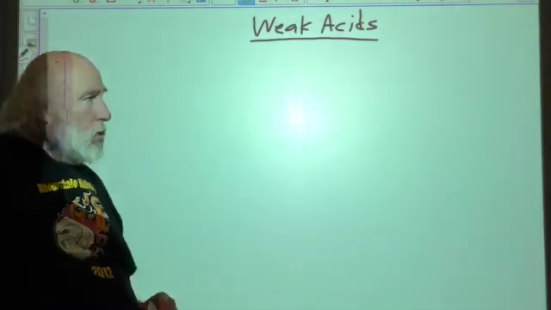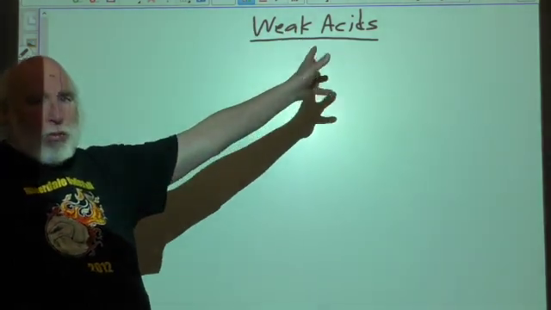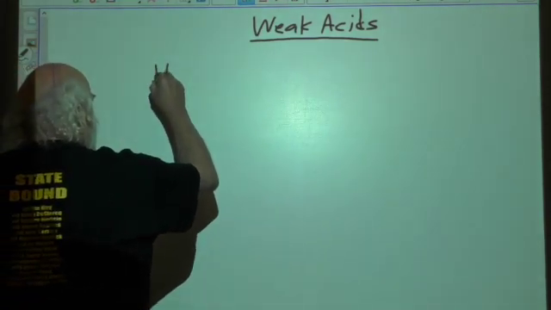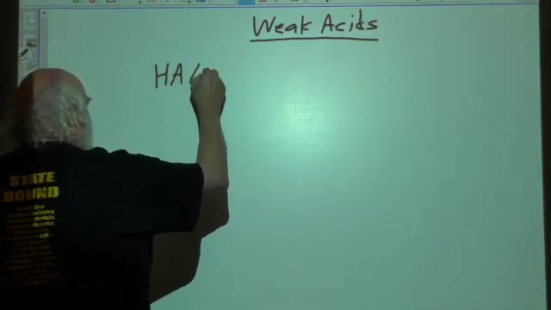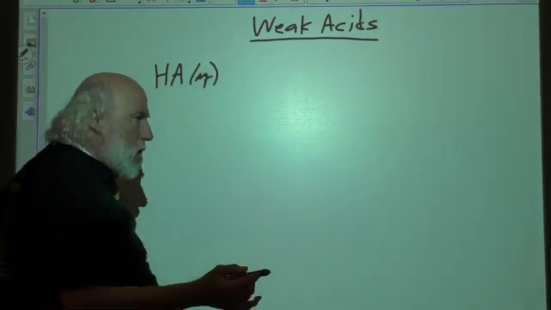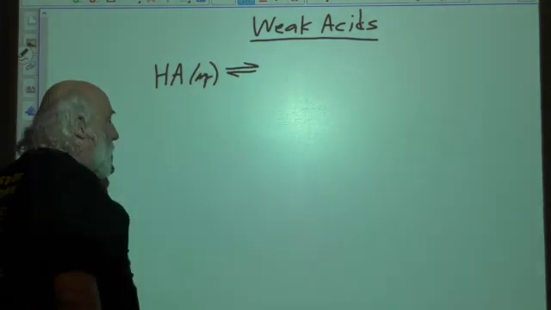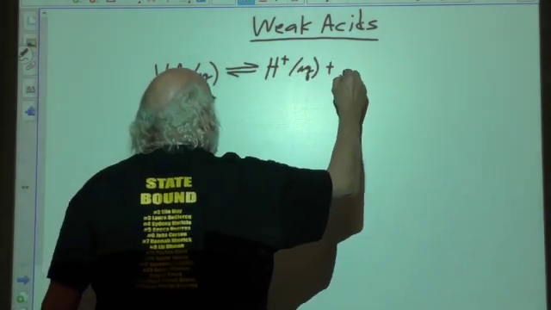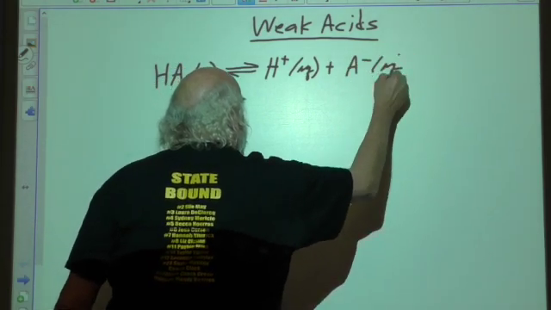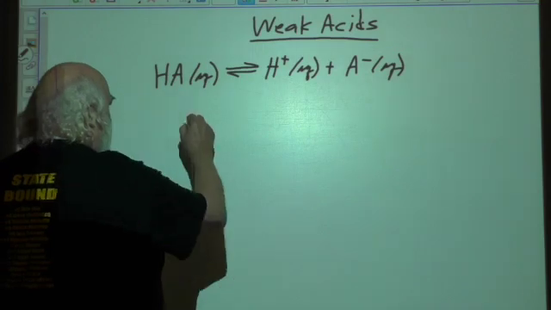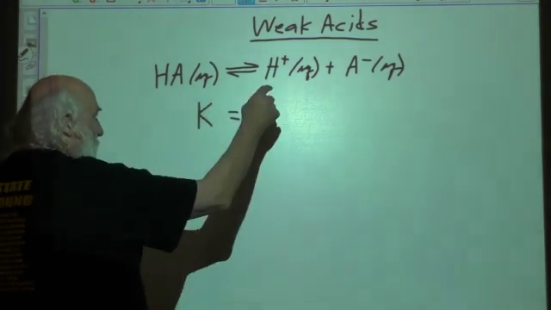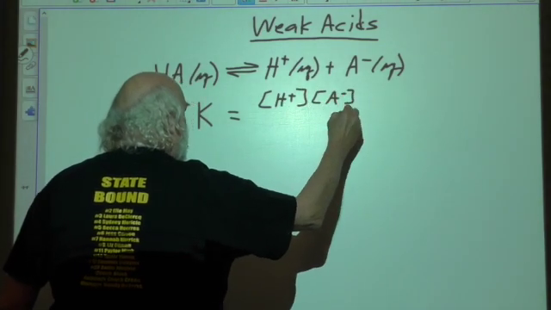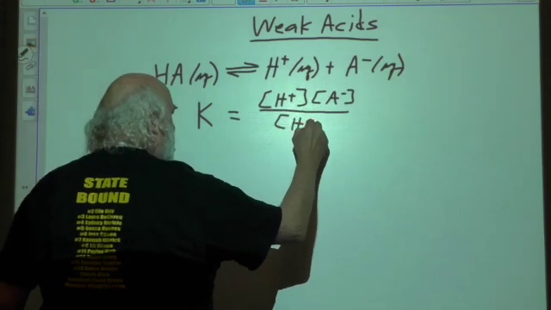So weak acids means that it's going to be double arrow reactions, which means equilibrium is going to be involved. If you take a weak acid, which we'll call HA, which is aqueous, it's not going to break down 100% in water, so we use the double arrow. And this is going to be H positive aqueous plus A negative aqueous. And because of that, we're going to have the K. And the K for this is going to be the concentration of hydrogen times the concentration of A negative all over the concentration of the weak acid.